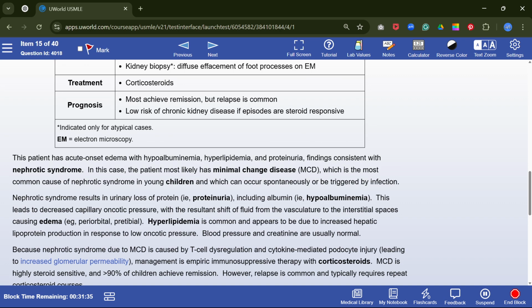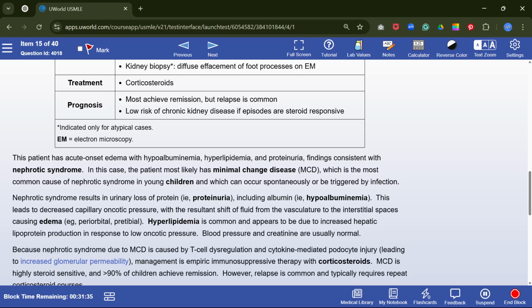This patient has acute onset edema, hypoalbuminemia, hyperlipidemia, and proteinuria, findings consistent with nephrotic syndrome. In this case, the patient most likely has minimal change disease, which is the most common cause of nephrotic syndrome in young children, and which can occur spontaneously or be triggered by infection.